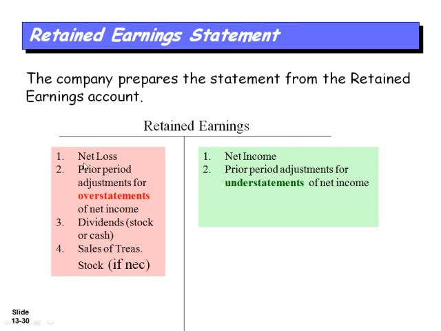Retained earnings is decreased by net losses. It is decreased for prior period adjustments of overstatements of net income like we just did. It's decreased by dividends, and it's possibly decreased by sales of treasury stock if necessary, as we saw in part 2.